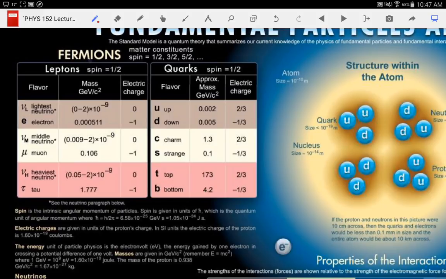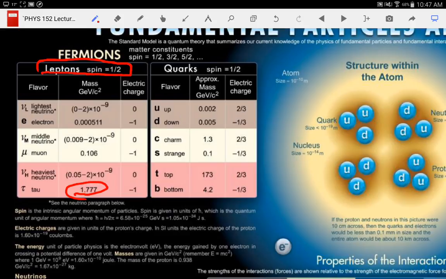So these things here, leptons, the word lept means light. So they're light particles. Why are they called light particles? Because the electron is light. They were named when the electron was the only known particle in the group.